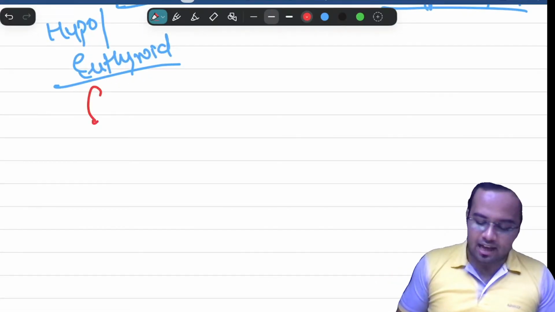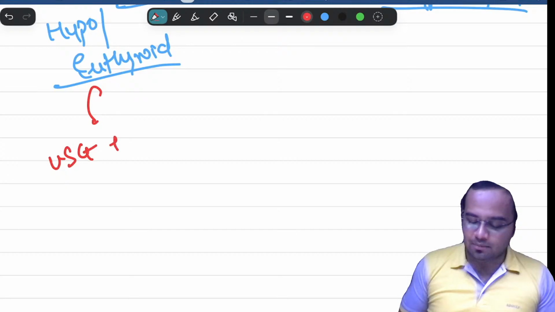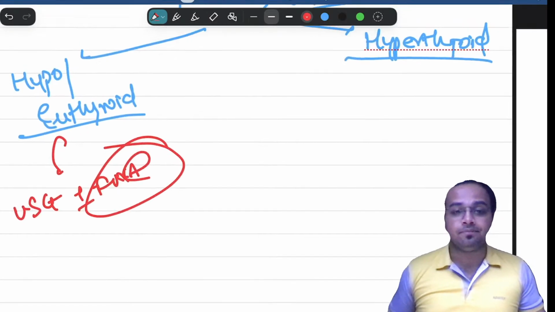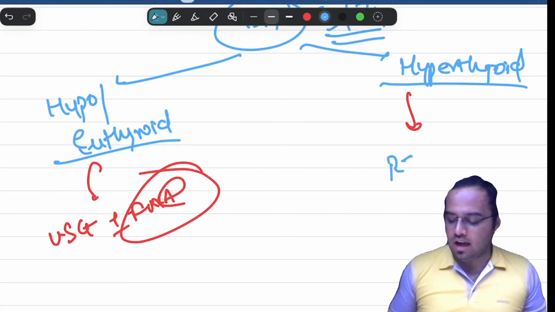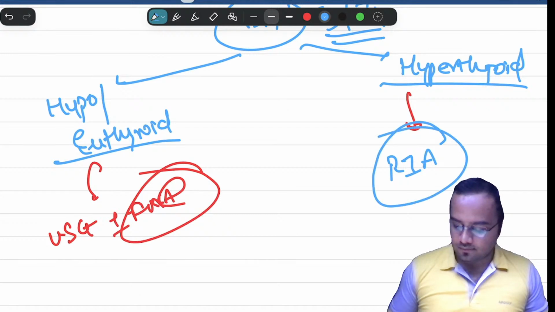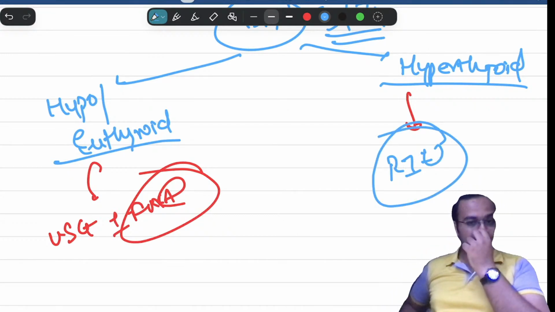तो इधर हमें करना है पेशेंट का USG plus minus FNAC. If it is a hyperthyroid gland, you are going to go for radioiodine uptake scan.